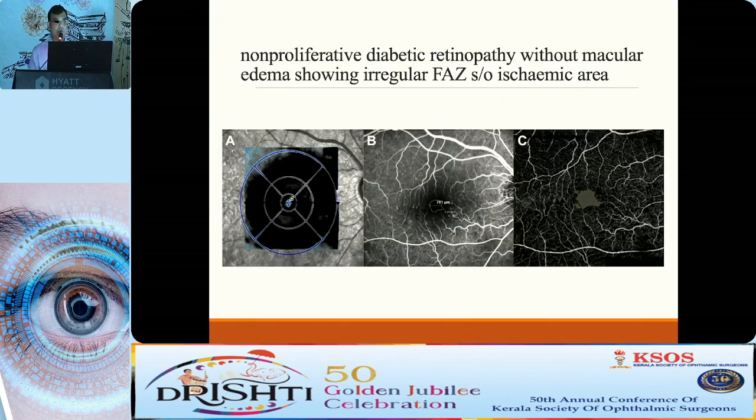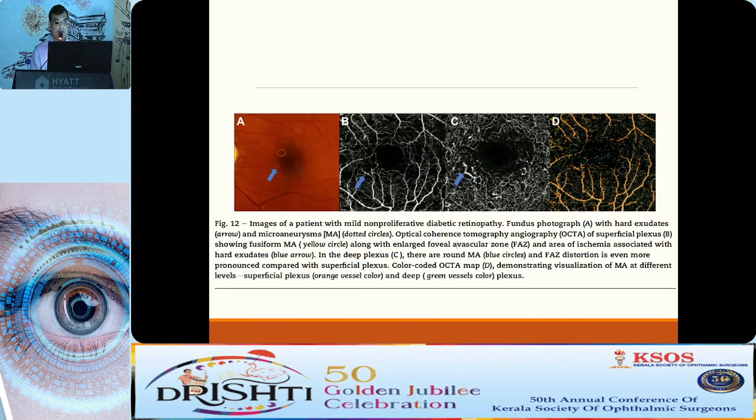So this is an example I'm showing of diabetic retinopathy. In this, you can see an enlarged foveal avascular zone, which is a sign of macular ischemia. It is very faintly seen on angiogram, but on an OCTA, it is very nicely seen on the right side. You can see pathology at multiple capillary levels.